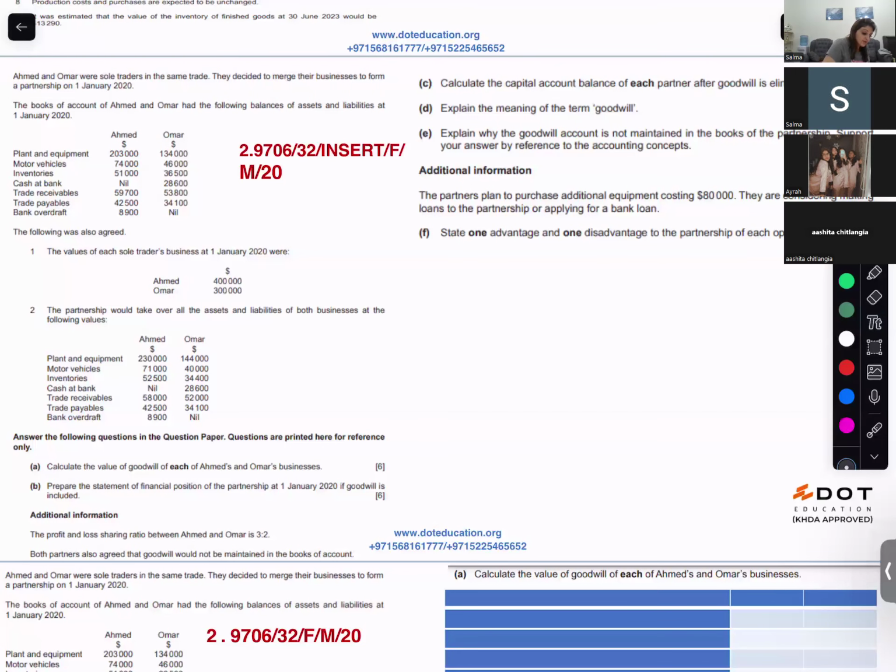So this is the sum of merger. When I'm talking about merger, it means two businesses combined with each other. So a sole trader can combine with a sole trader, or a sole trader can combine with a partnership. Am I correct? Yeah. And we are doing merger of a sole trader with a sole trader. It's a past paper question which came in Feb March 2020, paper 32.